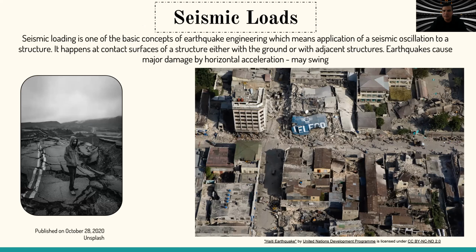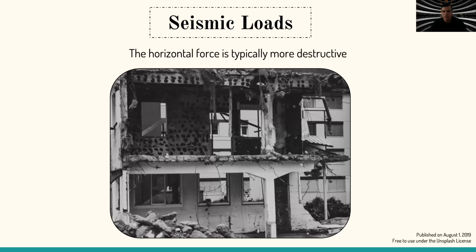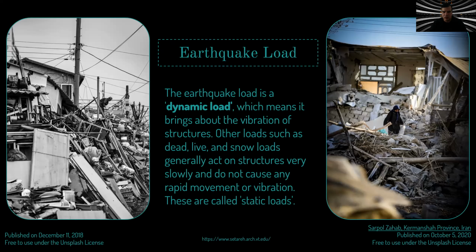Finally, we have seismic loads. They are very dangerous, and unfortunately, they are not easy to predict. It happens when the ground moves. And we will have a specific presentation related with seismic loads. There are several types of waves, and the horizontal forces that move the building to the left and to the right are usually the more destructive. Earthquake loads are dynamic loads, and that means that the building will have some kind of vibration and will suffer a lot of damage if this vibration is very fast.